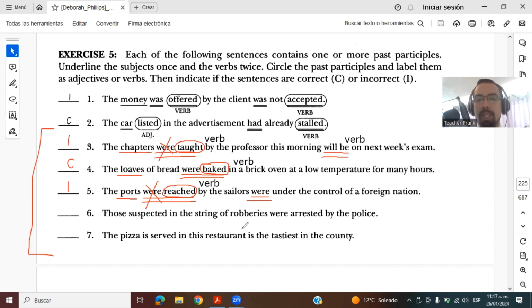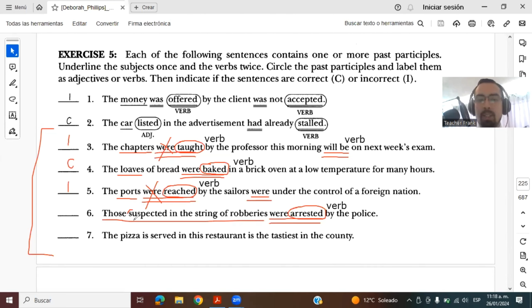Okay, let's look at number 6. Those suspected in the string of robberies were arrested by the police. Okay, so here we have were arrested, which is a verb structure. We circle arrested because this is a past participle. And since before it, there is a variation of the verb be, it is a verb. Who or what were arrested? Those suspected in the string of robberies, right?